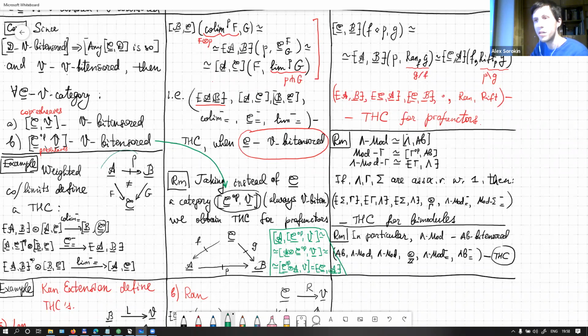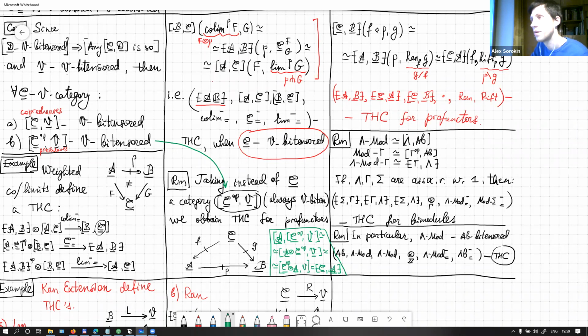So my triangle, this one, will be substituted by such a triangle. And the triangle of profunctors from the previous lecture, I know that gives me Ran and Rift. So right Kan extension and right Kan lifting. Right Kan extension is a division on the right, right Kan lifting is division on the left, and composition is instead of product. So here I have the triple adjunction from the last lecture.